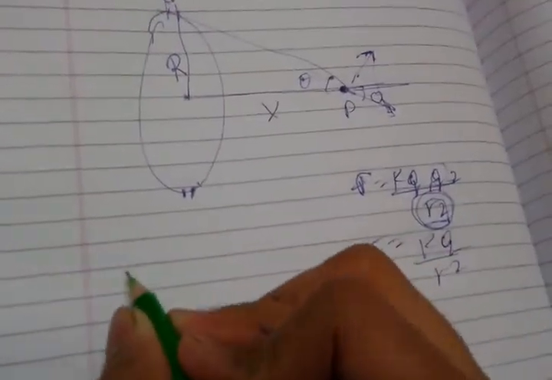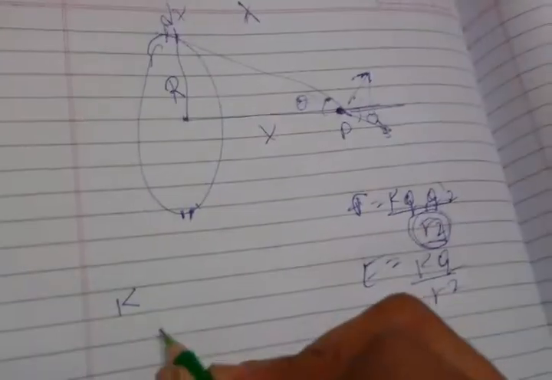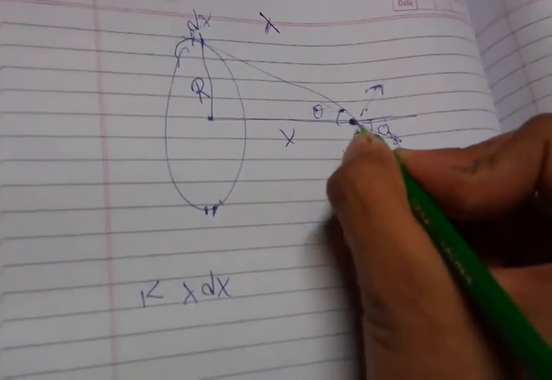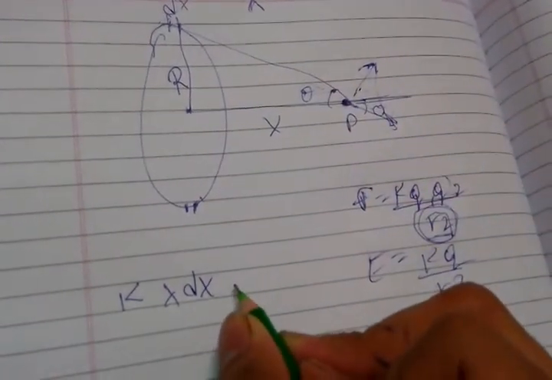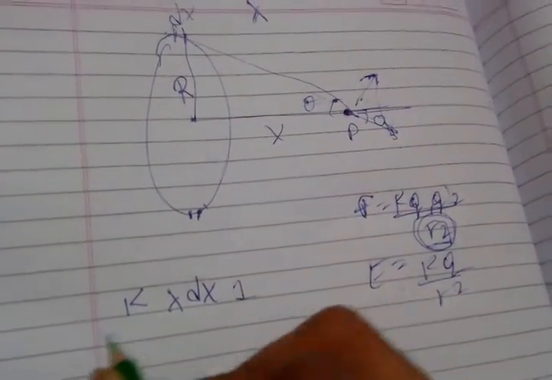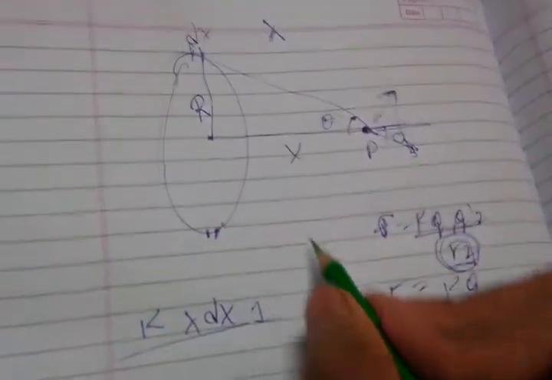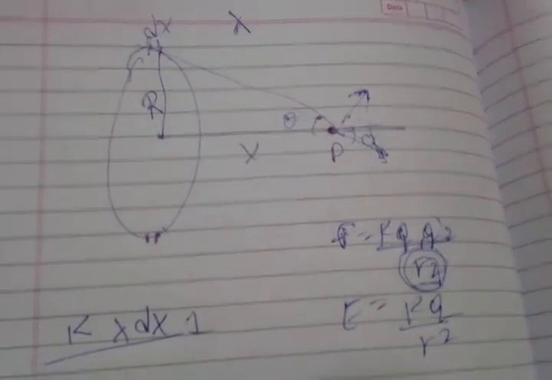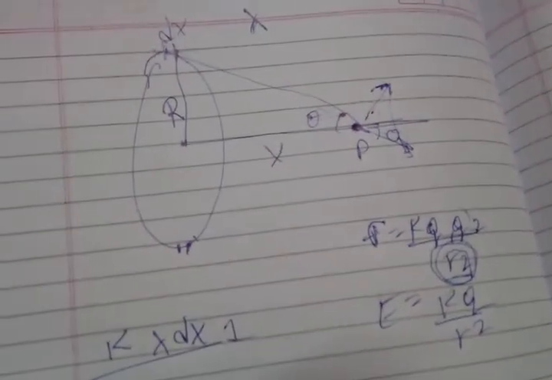So we will apply Coulomb's law for this. K, the charge on this dx element will be lambda times dx, so k lambda dx, and q1 q2 will be 1 because we are finding the electric field, k q1 q2 by r square. R is the distance of the point where we are finding the electric field from the charged particle which is exerting the electric field, because of which we are finding the electric field.